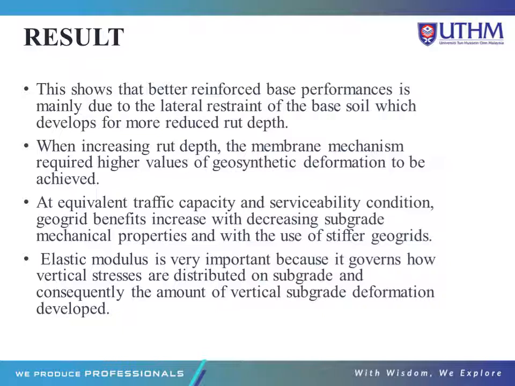When rut depth increases, the membrane mechanism requires a high value of geosynthetic deformation to be achieved. At equivalent traffic capacity and serviceability condition, geogrid benefit increases with decreasing subgrade mechanical properties and with the use of stiffer geogrid. Elastic modulus is very important because it governs how vertical stress is distributed on the subgrade and consequently the amount of vertical subgrade deformation developed.